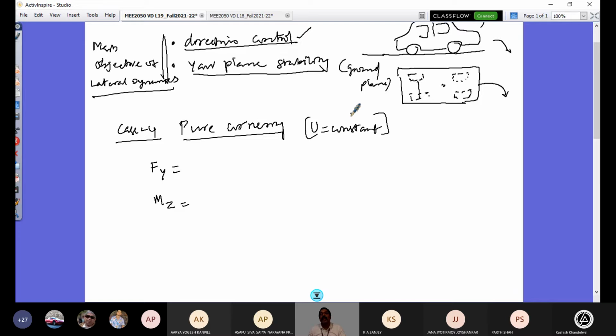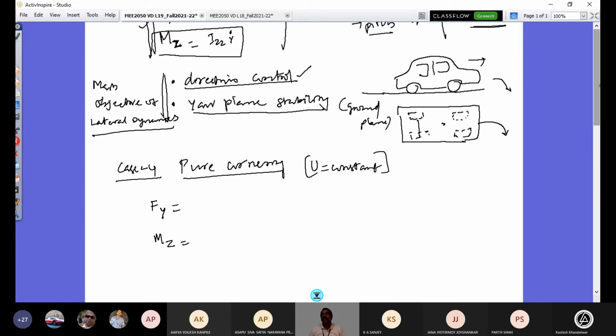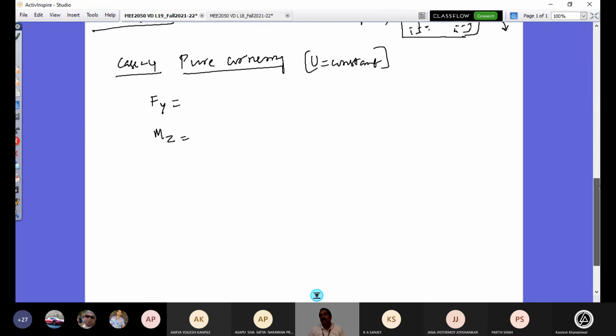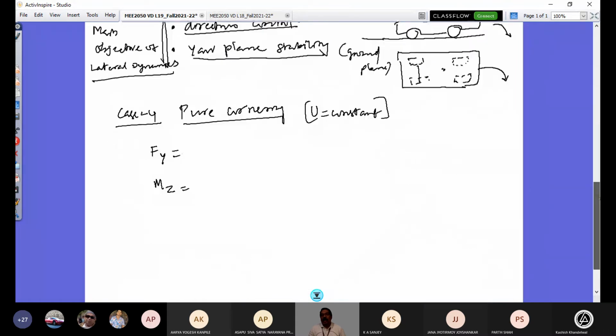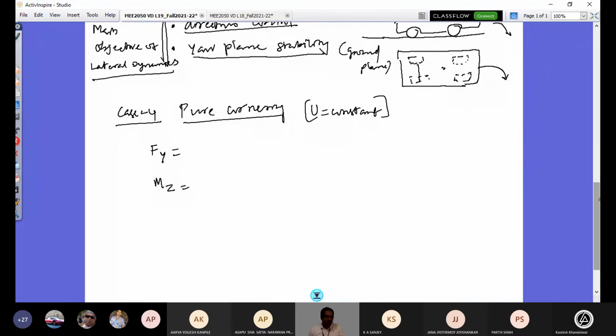If this U is also varying, what I mean by that is, I accelerate or brake during cornering, then I require these three equations. That is case 3, what we have seen now, right? That's case 3. These three equations. And continuing with that, I think you are following me.